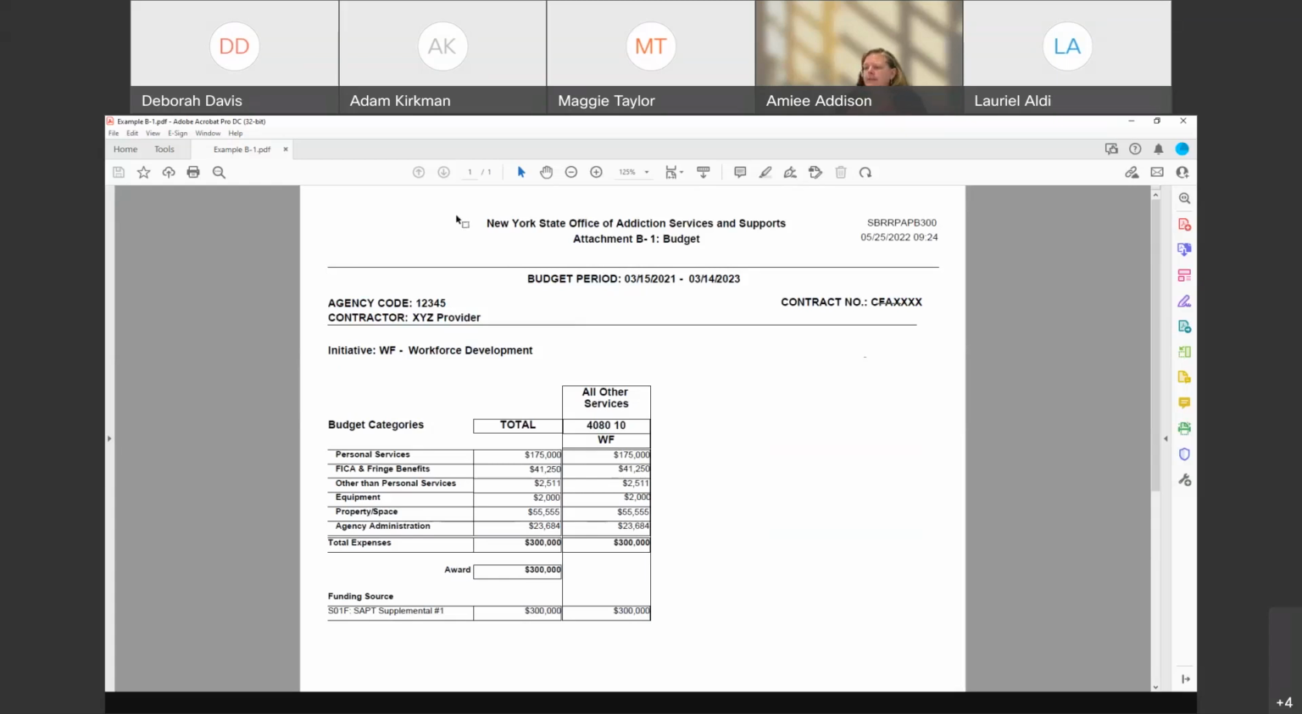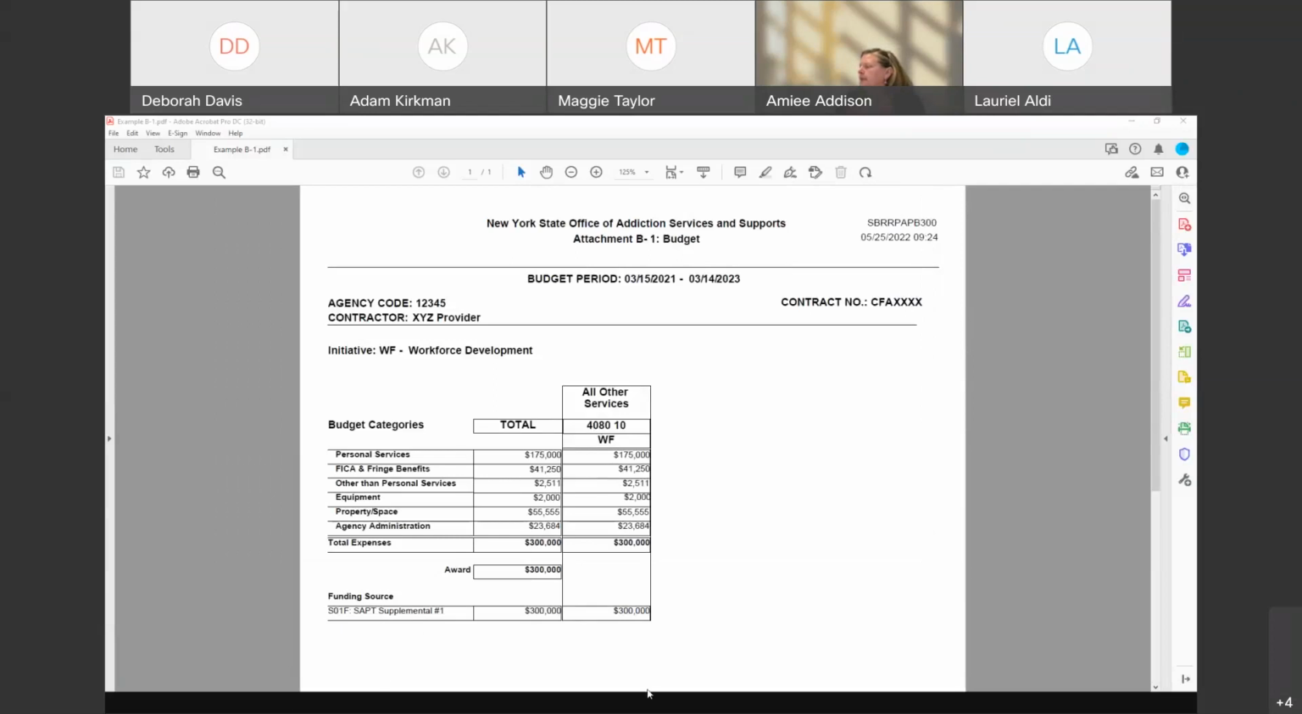Now, once the fully executed contract is received by the accounts payable group, your 25% advance payment will be calculated. Most of the initiatives have a 25% advance included, which you can see in the D1, where it would state that you would receive a 25% advance.